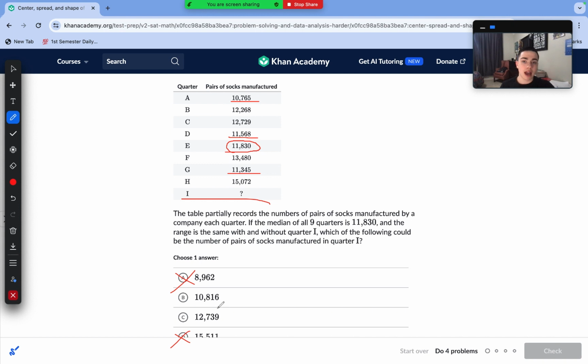So we notice we need to have another value below 11,830. That is where answer choice B comes in as the correct answer here. That way we have 4 values below 11,830 and 4 values above: quarters B, C, F, and H. That makes that the median, and it also does not interfere with our range, meaning it fulfills both the constraints and could be a possible value.